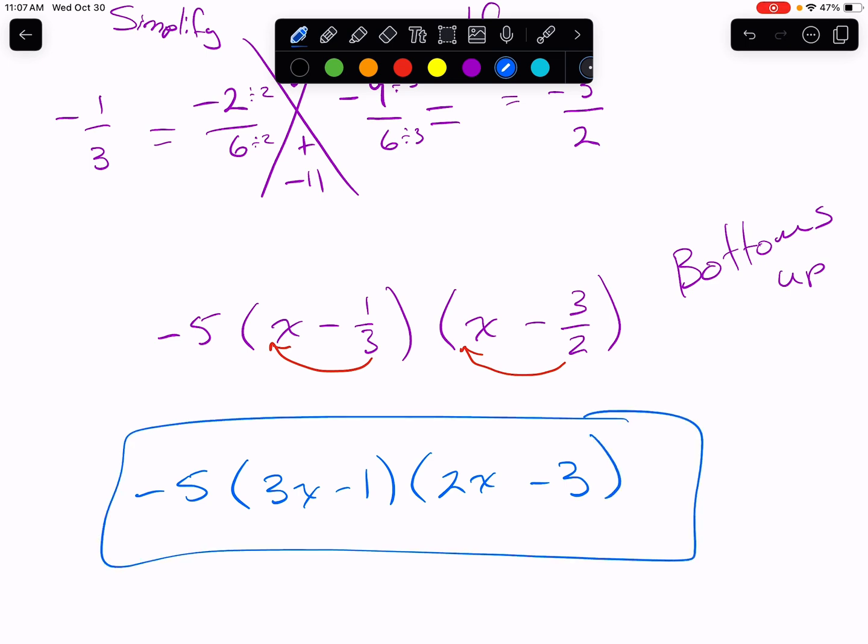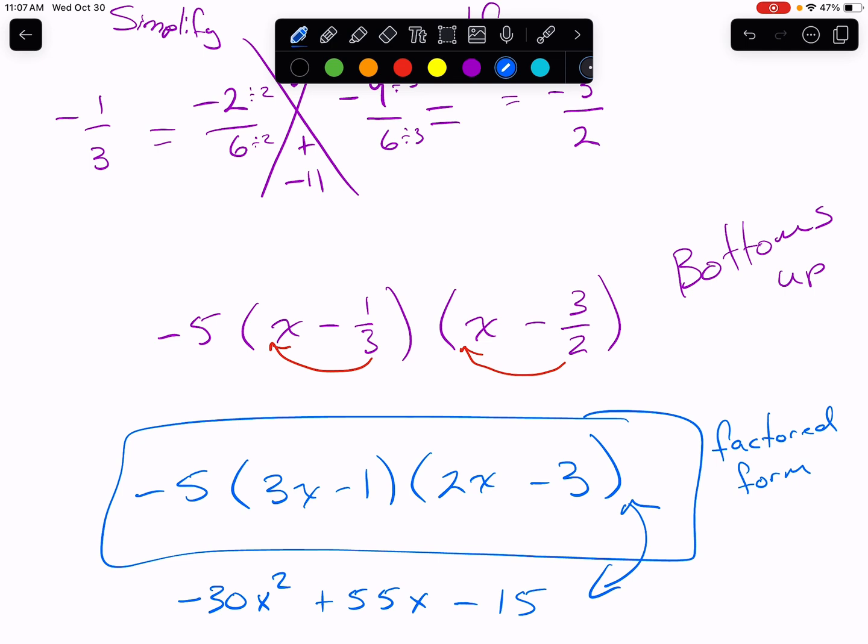This is an equivalent expression to what we started with. We started with, what was it, negative 30x squared plus 55x minus 15. This is an equivalent expression. One's called factored form. And the bottom one here is called standard form.